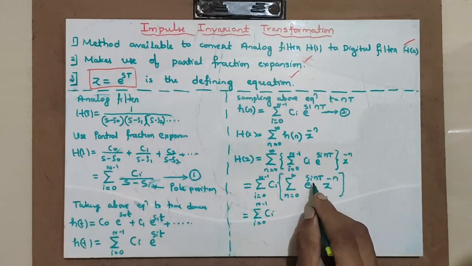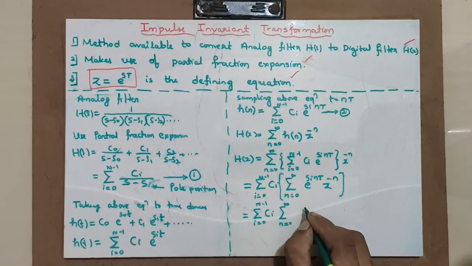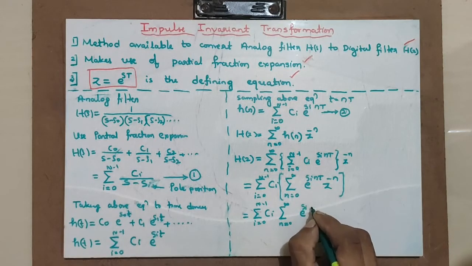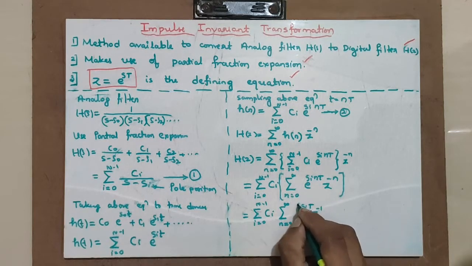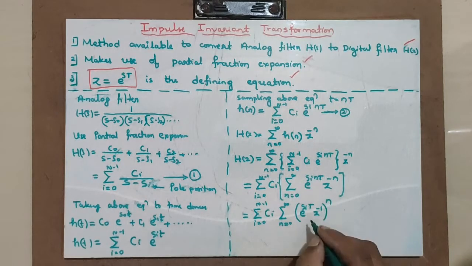Now e raised to sit, z raised to minus n. You know what exactly you have to do here. Summation n is equal to 0 to infinity. I will just keep n outside. It became e raised to sit, z raised to minus 1, whole raised to n. Right? Whole raised to n.